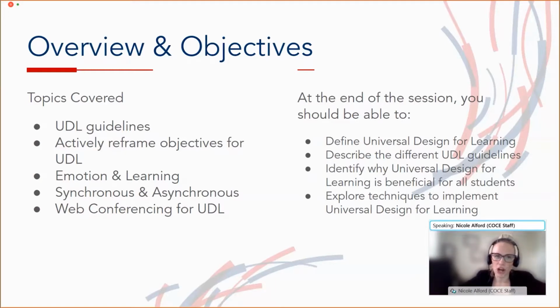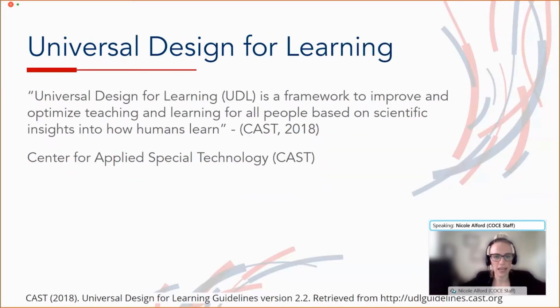I do want to start off with the definition from CAST. CAST is the Center for Applied Special Technology, and that's where the majority of these resources came from today. CAST and the UDL on campus resources have incredible, detailed, specific resources out there, and I will be providing links to those in this presentation, along with the entire presentation to everyone who attended.